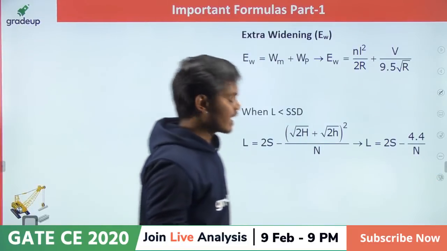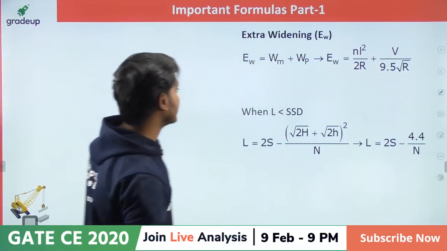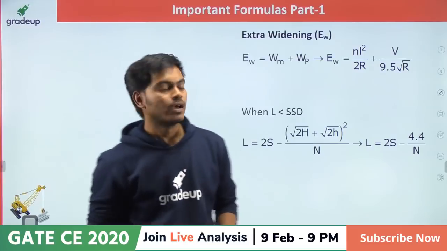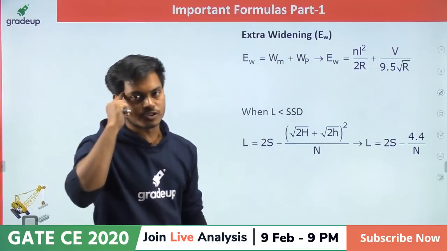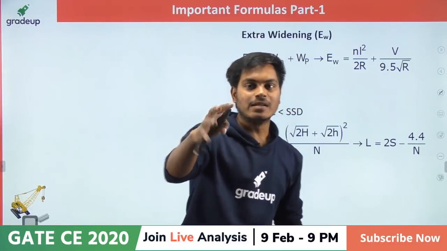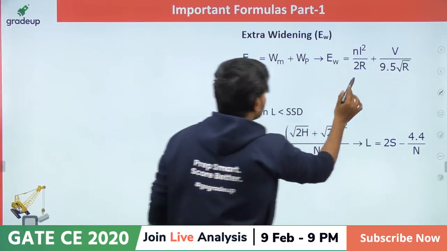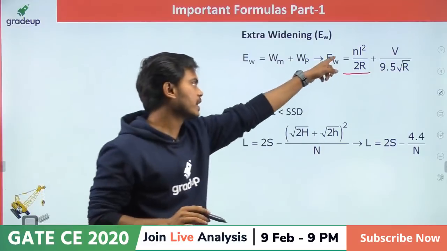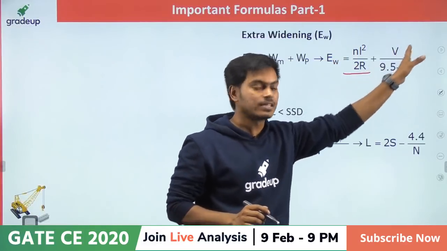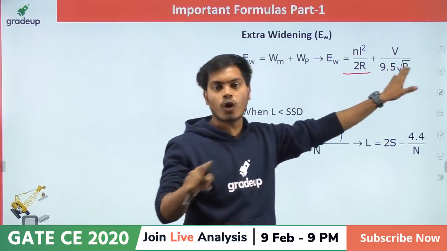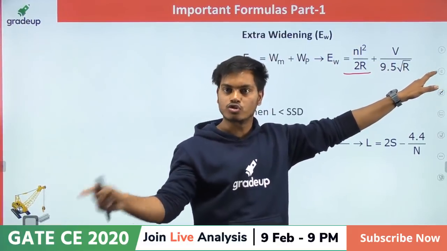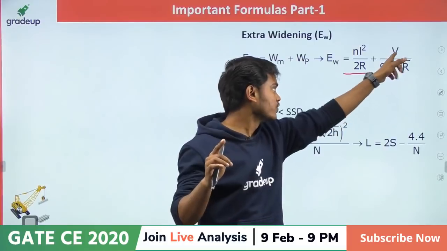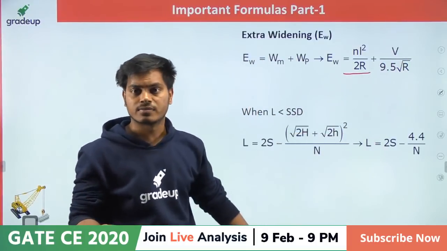Let's talk about extra widening. In extra widening, there will be 2 types of widening included: one is mechanical, the second is psychological. What is mechanical? Mechanical widening is nL²/2R, where n is the number of lanes and L is the length of wheelbase. R is the radius of that particular horizontal curve. Then the psychological widening is V/(9.5√R), again the same thing.